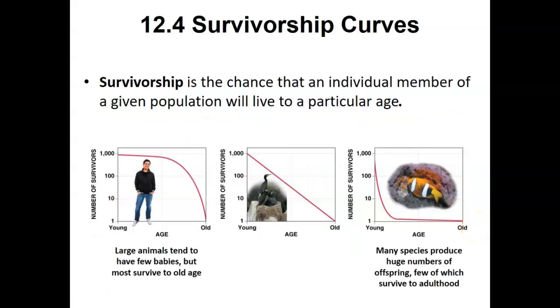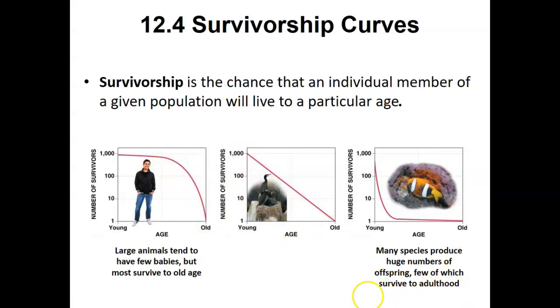All populations have survivorship curves. Survivorship is the chance that an individual member of a given population will live to a particular age. In humans, the number of survivors decreases as we get older. It's similar in other types of animals, but the curve will be different. In humans, the decrease in survivorship is curved, but in other animals, it could be linear.